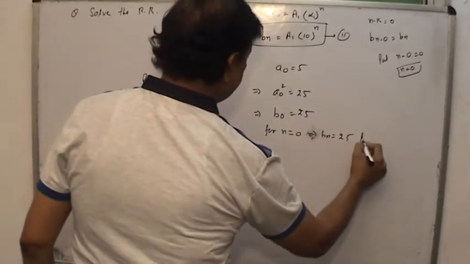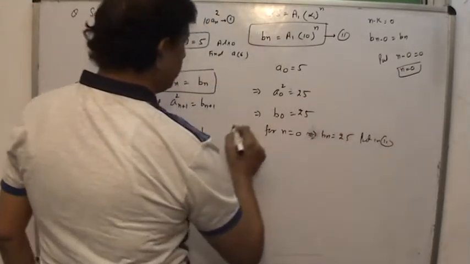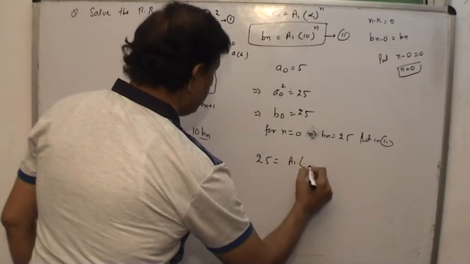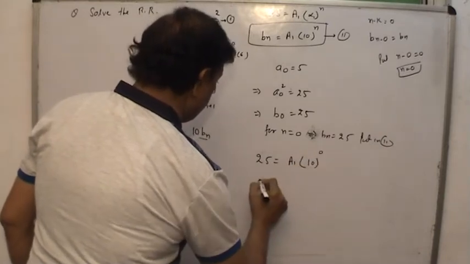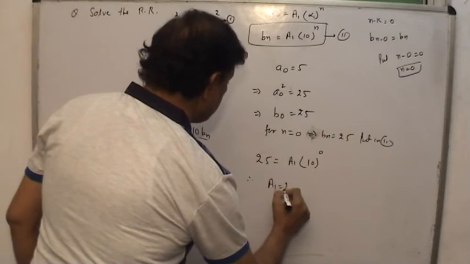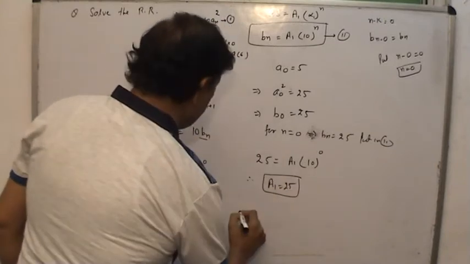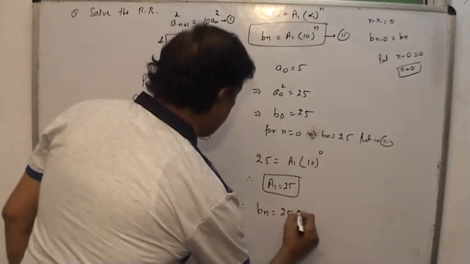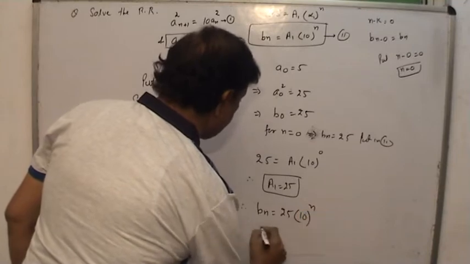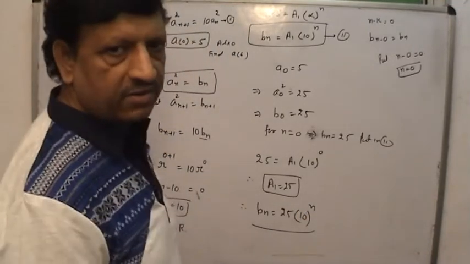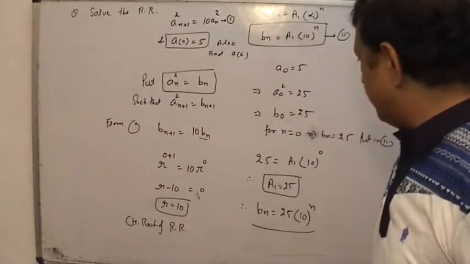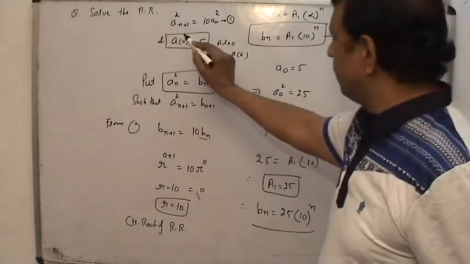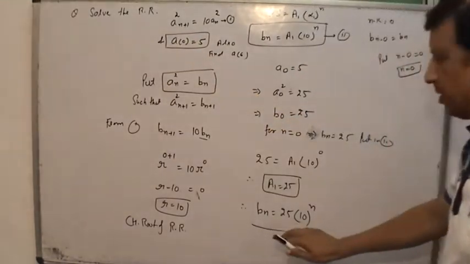We use it in 2. Put in 2. Then 25 is equal to a1 into 10 raised to the power 0. Therefore, a1 is equal to 25. Therefore, bn is equal to 25 into 10 raised to the power n. It is the general solution of the recurrence relation, but it is not the final solution, because the given recurrence relation was in quadratic form. Now it is in linear form.